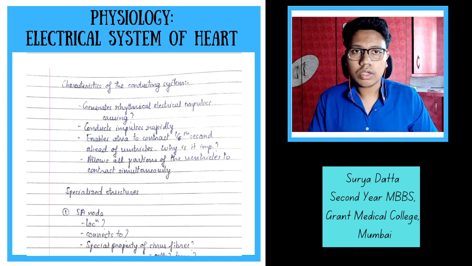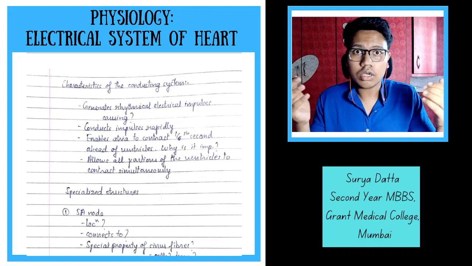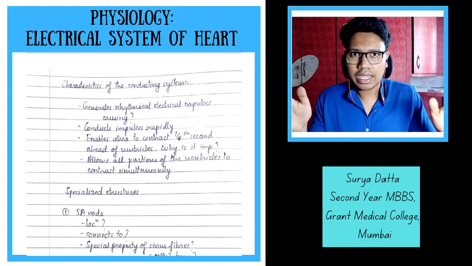Today we're going to look at the physiology of the electrical system of the heart, which is basically the conducting system involving the SA node, AV node, the atrial intranodal fibers, the Purkinje fibers, and the basic physiology of how the conducting system works in its entirety. So this is just a basic idea.